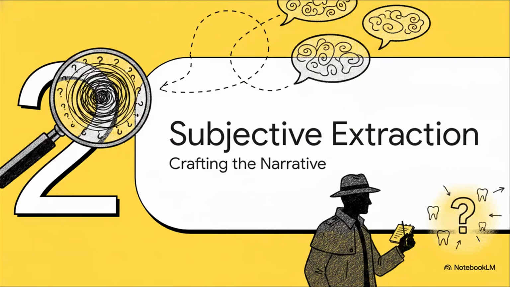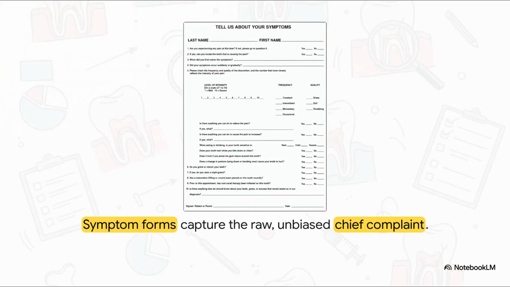Moving right along to Section 2, subjective data extraction, crafting the narrative. This is where we play detective, relying on the patient's own words to guide our clinical testing. When the patient first arrives, capturing their raw, unbiased chief complaint on a structured symptom form is your very first critical clue. You want their exact words. Without these direct, completely uninfluenced comments, you might end up going down a rabbit hole and finding a dental pathosis that has absolutely nothing to do with why they're actually sitting in your chair today.